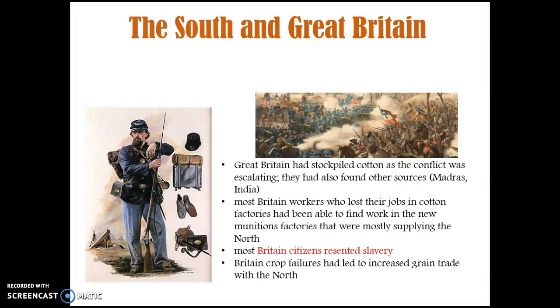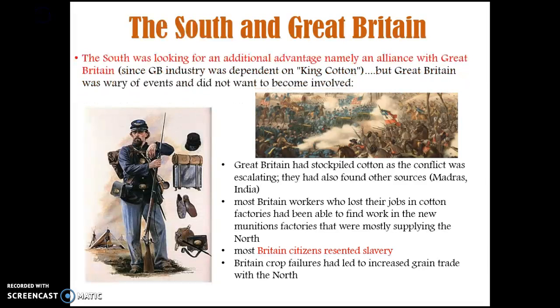Most British workers who lost their jobs in cotton factories were able to find work in new munitions factories that were mostly supplying the North. And most British citizens resented slavery because slavery had already been outlawed in Britain. British crop failures had also led to increased grain trade with the North. So they really didn't have any investment to get involved and help the South out. Like I already said, the South was looking for additional advantage, namely an alliance with Great Britain. But Great Britain was wary of events and did not want to become involved.